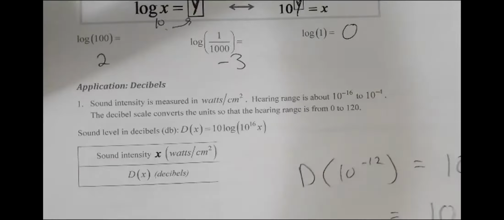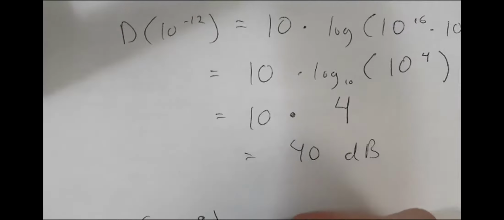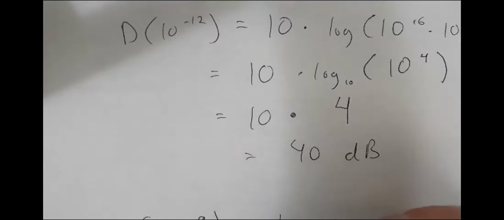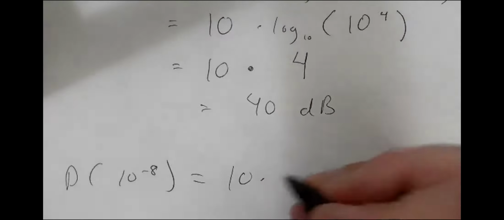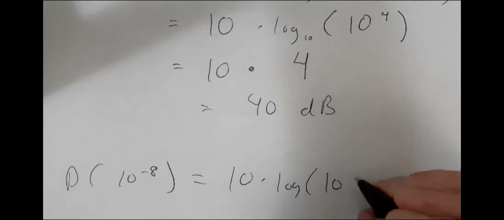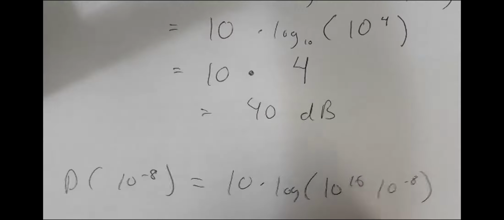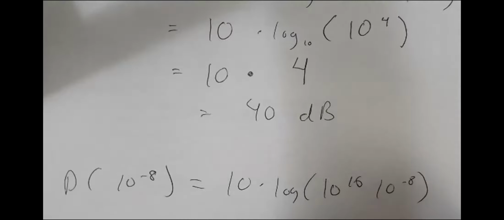Now I want to look at 10 to the minus 8th. So if I plug in 10 to the minus 8th into my formula, this is 10 times log of 10 to the 16th times 10 to the minus 8th. So we should get a similar sort of thing happening here. This will be log, and I have like bases, so I can add those exponents. 16 minus 8 is going to give me 8.